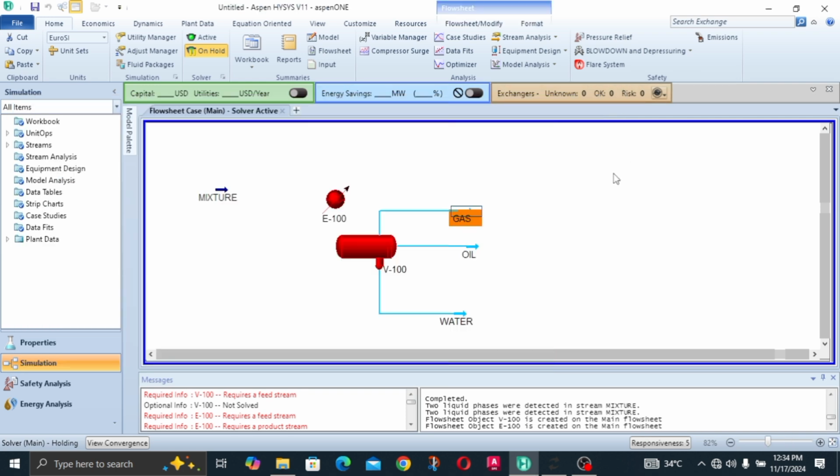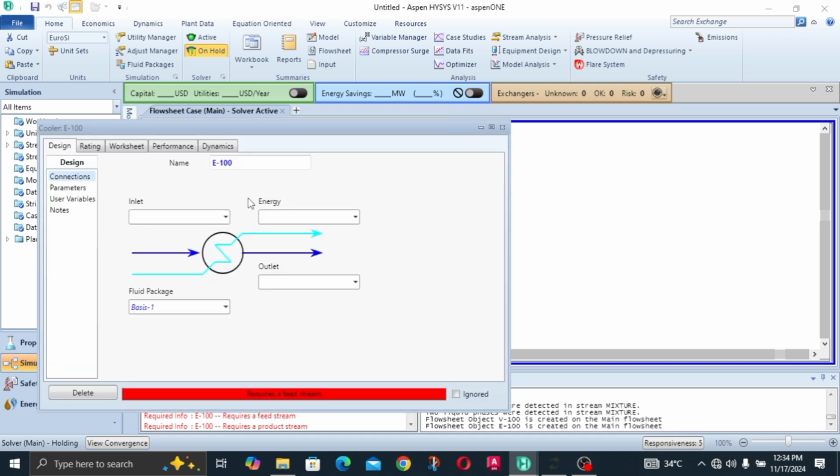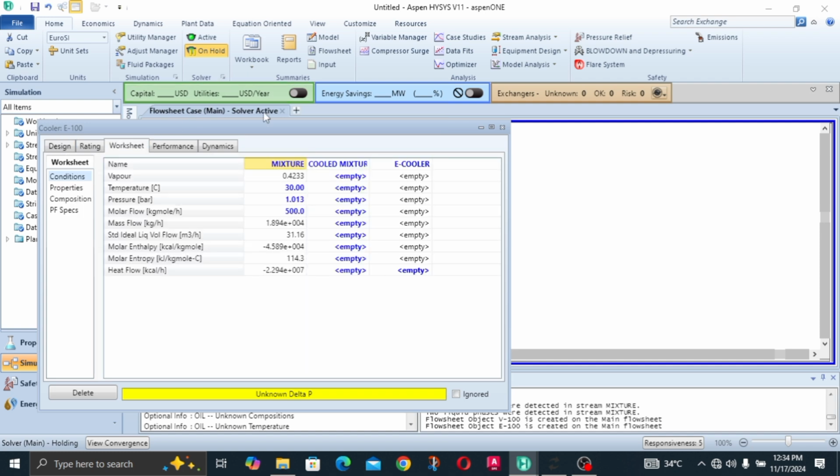Okay, we lost the data because we disconnected the inlet stream. So to do a little bit of the condensation, we're going to be using a cooler because it drops the temperature, and as a result, the gases would turn to liquid. So we're going to connect our mixture, that's the inlet stream, and then call this E cooler, and call this the cool mixture, and then specify a change in pressure.